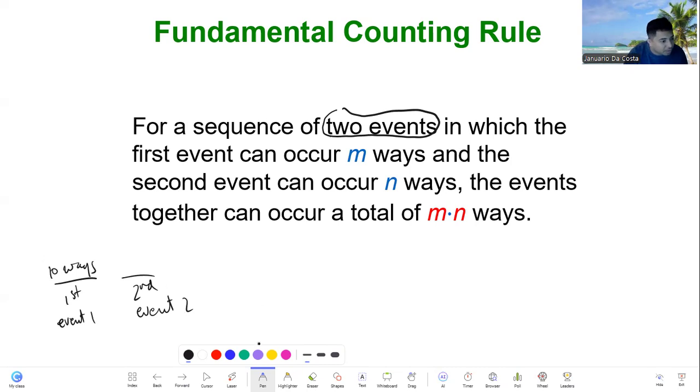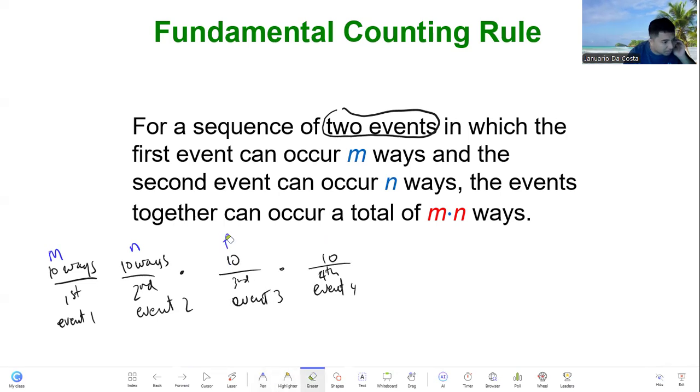Let's call this M. Then event 2 is also 10 ways. Let's call this N. Then event 3, the third digit, and event 4, the fourth digit, each also has 10 ways. Let's call these X and Y.